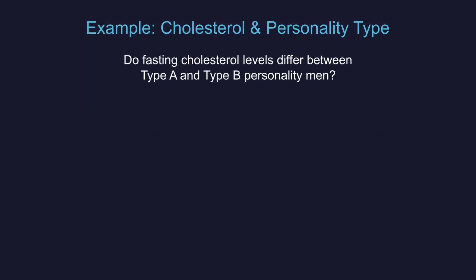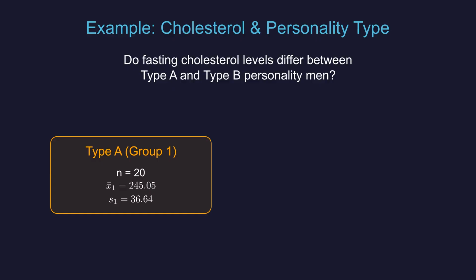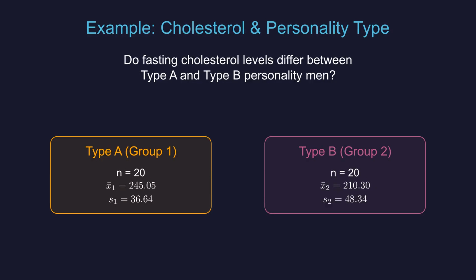Here is our illustrative example from the Western Collaborative Group Study. We want to know whether fasting cholesterol differs between type A and type B personality men. Group 1, the type A men, had a mean cholesterol of 245 milligrams per deciliter with a standard deviation of about 37. Group 2, the type B men, had a mean of 210 with a standard deviation of about 48. The observed difference is about 35 milligrams per deciliter.